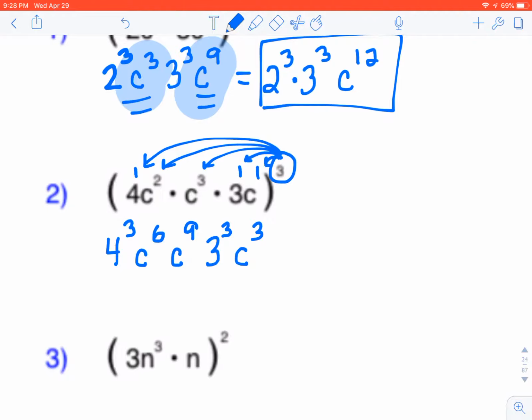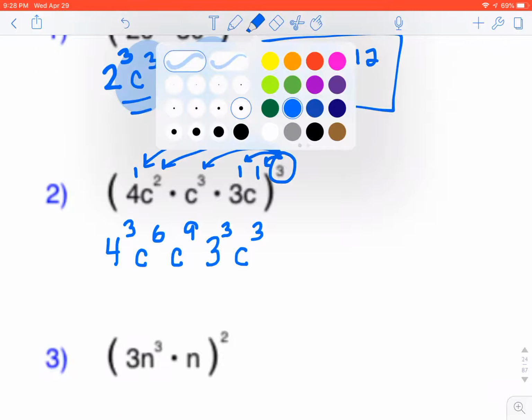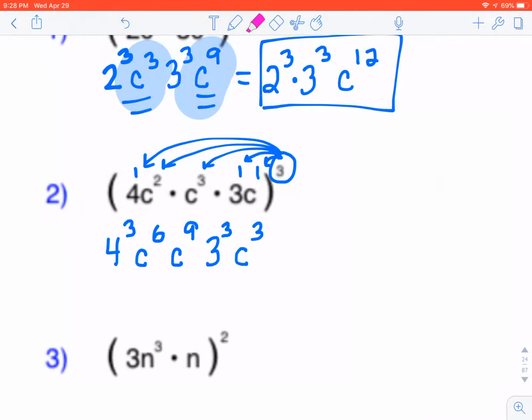So in this one, you end up having 3 c's. Let me underline those. There's a c here, a c here, and a c here. I'm going to rewrite our coefficients in front. Now you're multiplying same base, so you are adding your exponents. So I'm going to rewrite our base of c one time. So 6 plus 9 plus 3 gives us 18.